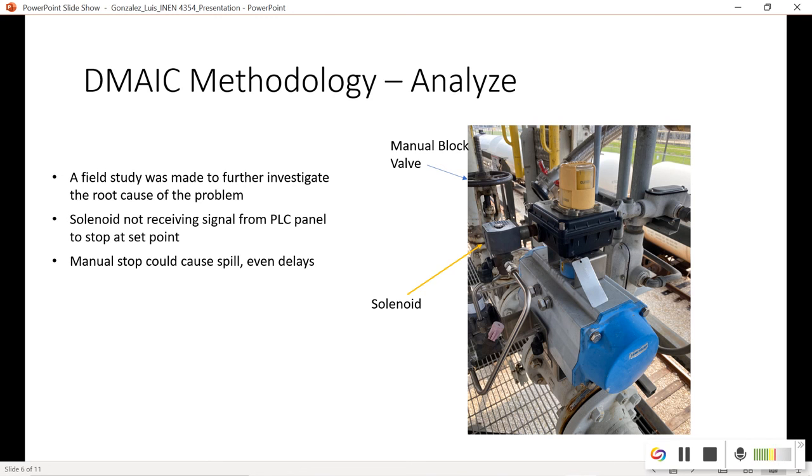In the analyze phase of the DMAIC methodology, a field study had to be made to further investigate the root cause of the problem. After further investigation, we noticed that the solenoid was not receiving signal from the PLC panel to stop once it hit the set point. As we can see here in this picture, which is the actual valve, the solenoid was not receiving the signal, causing the valve to not close. So the valve would just remain open until somebody came and closed it manually.